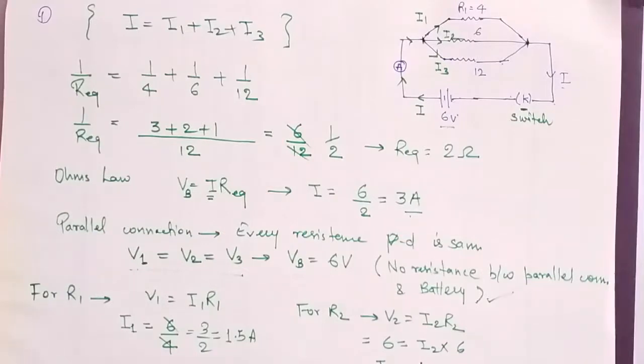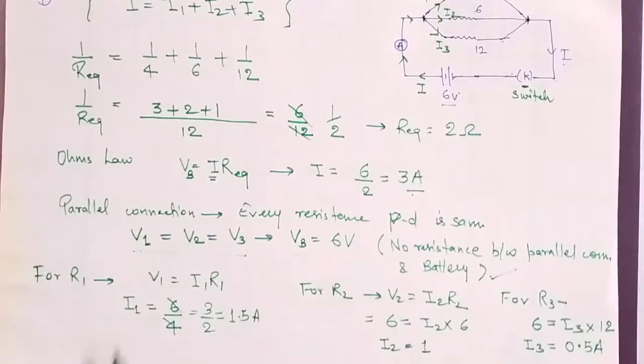Now let's write for R3. So I'm writing directly 6 is equal to I3 into 12. So what is our I3? That is 6 by 12, that is 1 by 2, and you can write it as 0.5 ampere. Okay, so now you have got all the current values, so your answer has come.